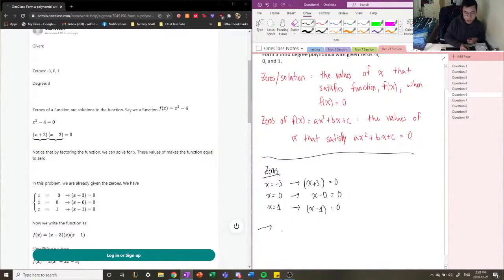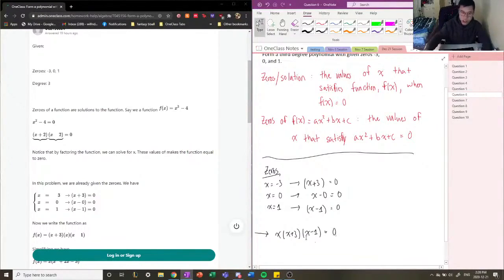Let's try this again. Okay, that's better. All right, so our factors are x times x plus 3 times x minus 1 equal to 0. So let's check our zeros one more time. When x equals -3, this factor is equal to 0, so 0 times whatever is 0. When x equals 0, this is equal to 0, so 0 times whatever is 0. And when x equals 1, this is equal to 0, and we have 0 times this is equal to 0.